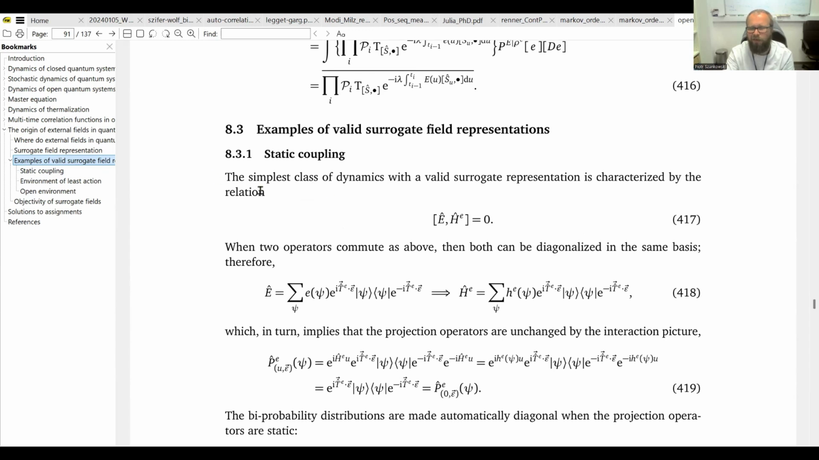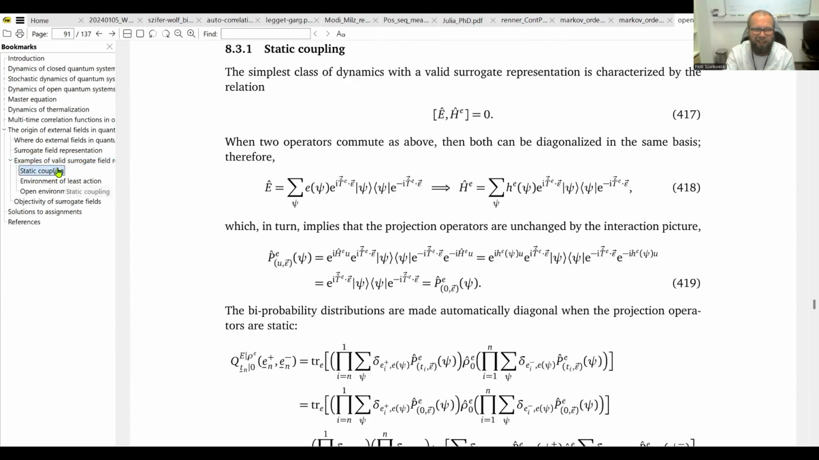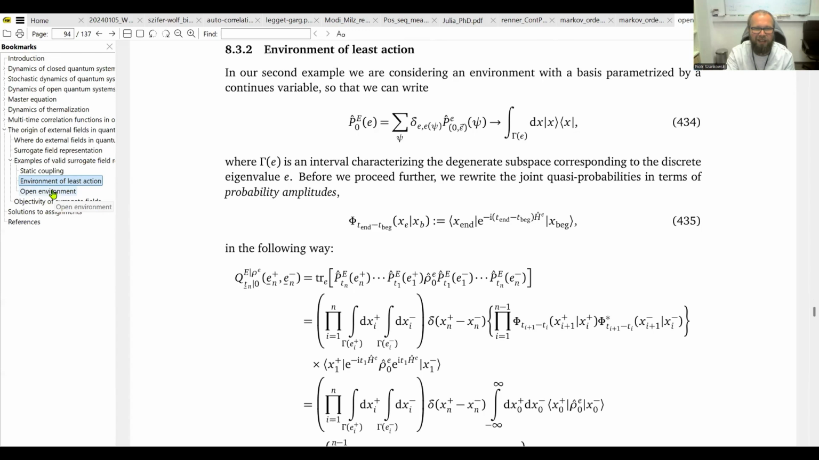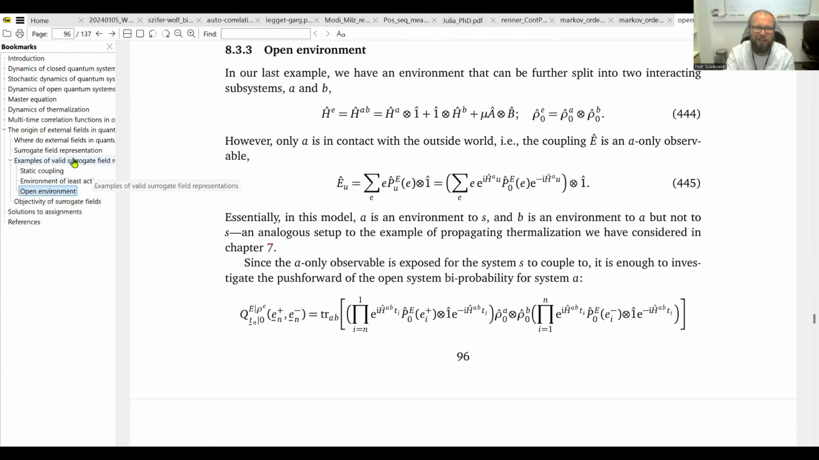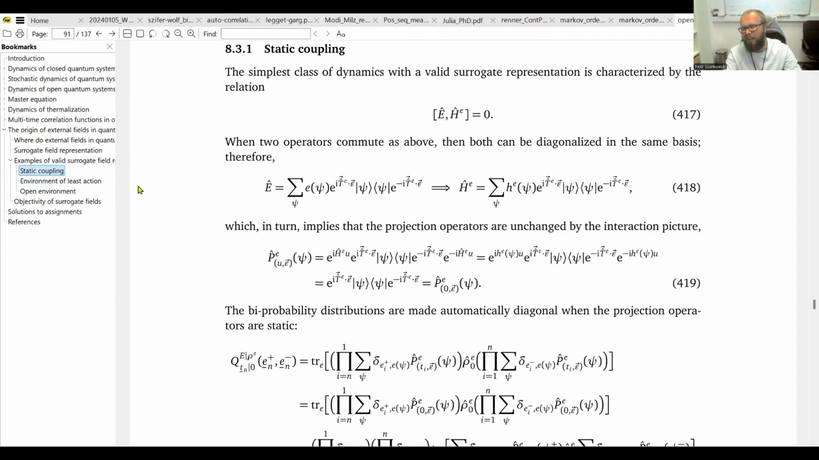Here, I go over in detail three types of environments for which you get this surrogate field representation. And they are pretty interesting. I mean, some of them are less interesting than others, but it's described in detail, and you can see that the mechanisms are very varied. Okay, it's not like only one thing. You don't have to have this fine tuning to get this kind of effect.